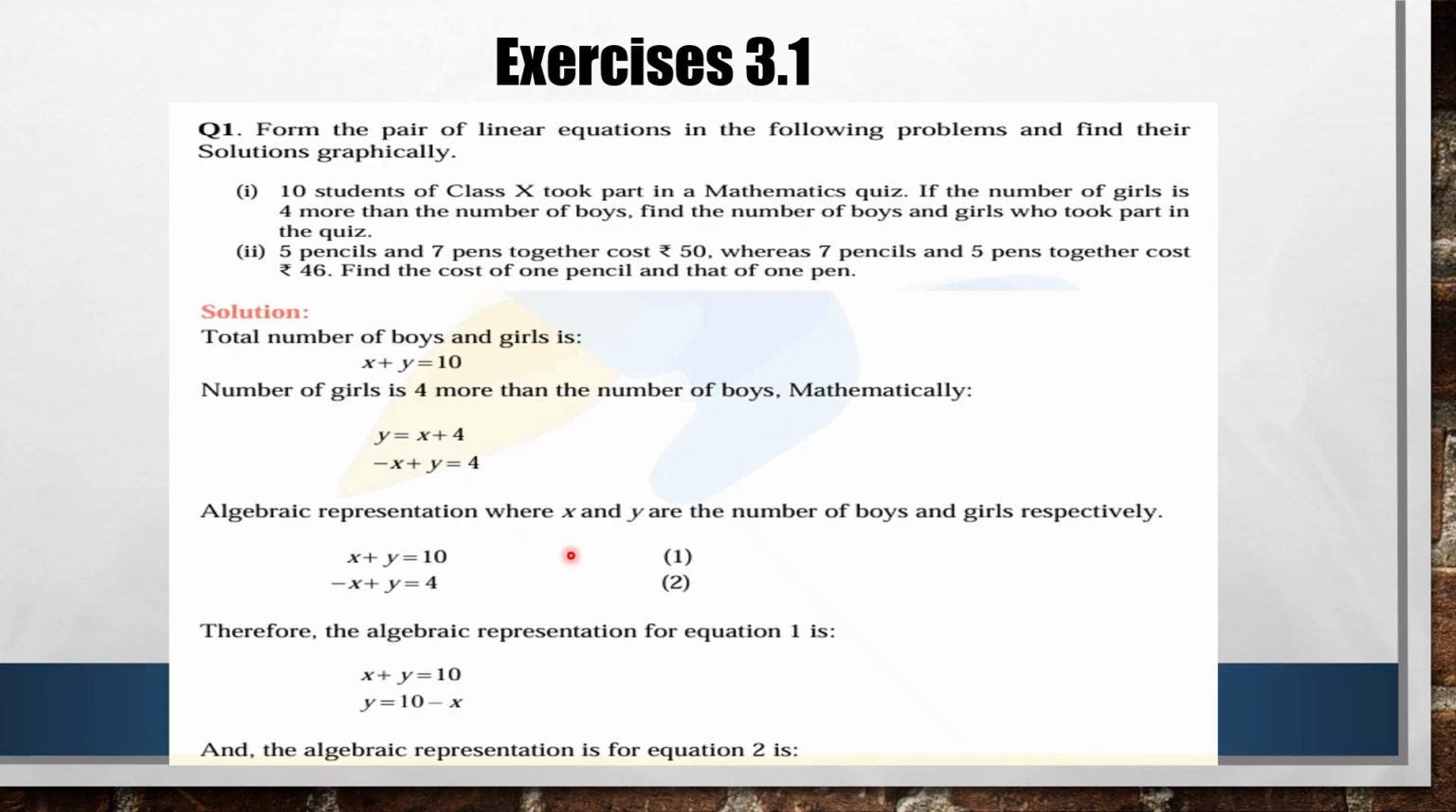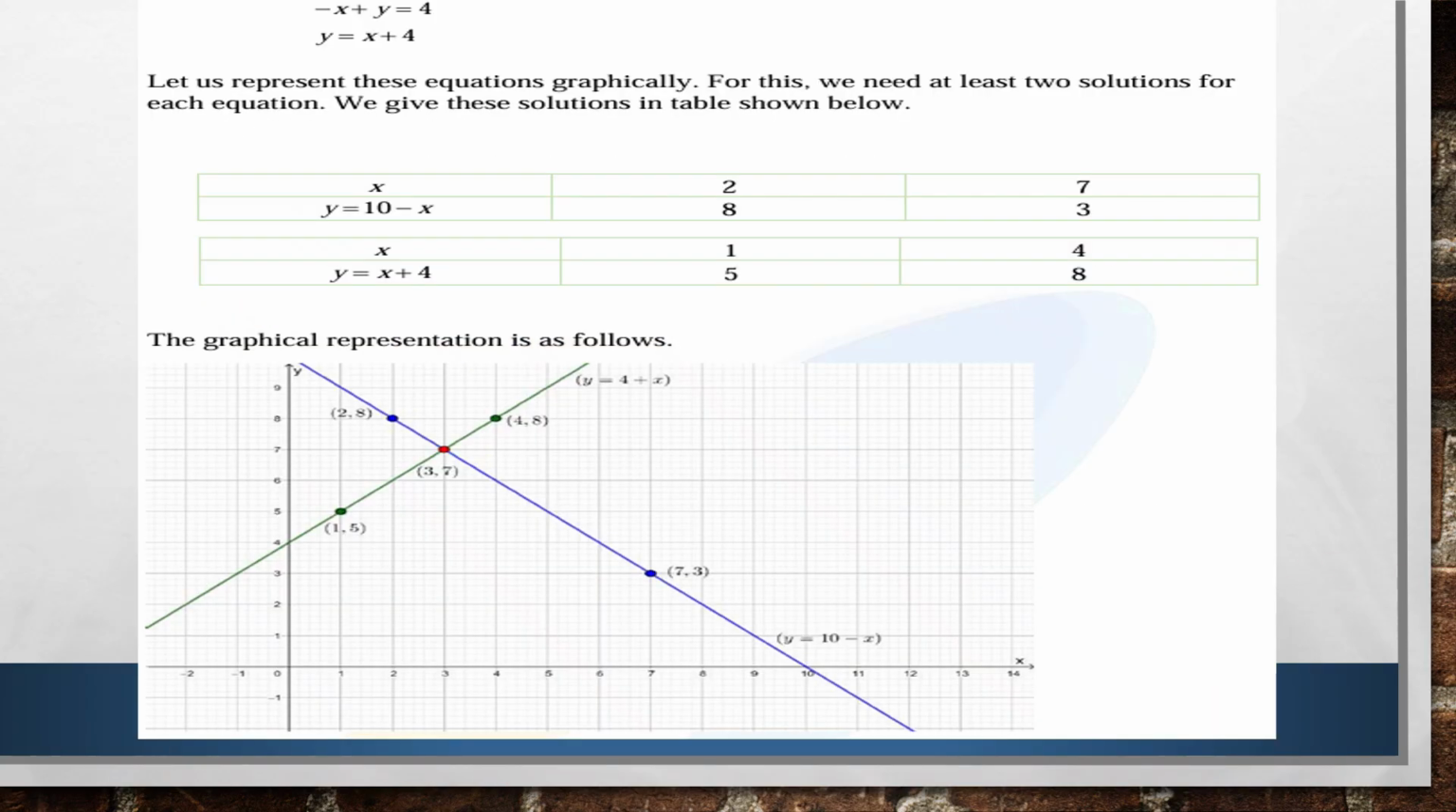By algebraic representation, where x and y are the number of boys and girls respectively, we can take x plus y is equal to 10 as equation 1, and minus x plus y is equal to 4 as the second equation. Therefore, the algebraic representation for equation 1 can be written as x plus y is equal to 10, y is equal to 10 minus x. And they have told us to solve this graphically. Before that, the algebraic representation for 2 can be written as minus x plus y is equal to 4, y is equal to x plus 4.